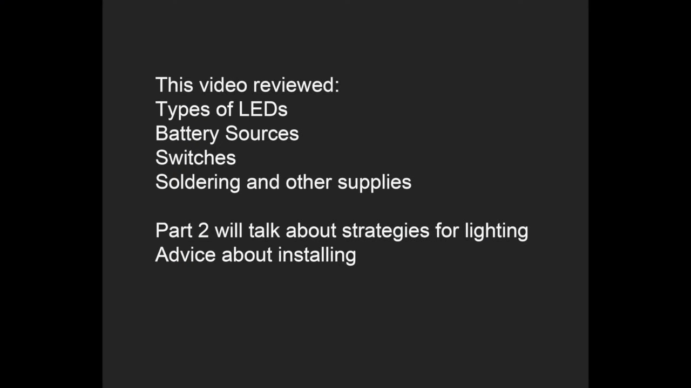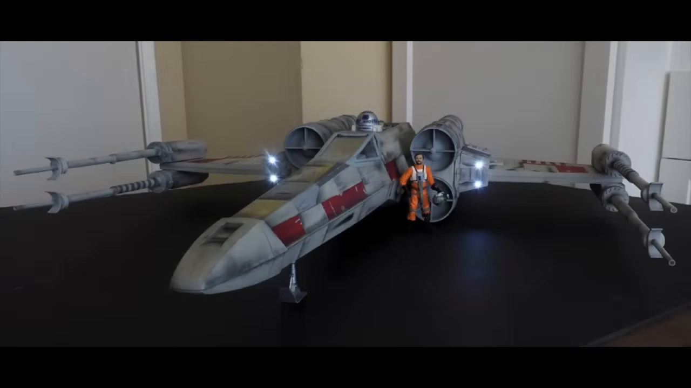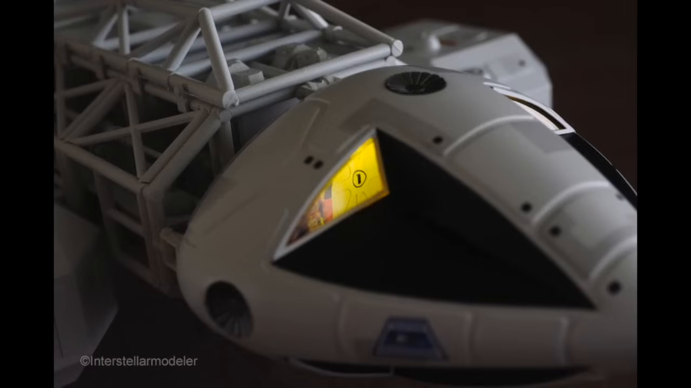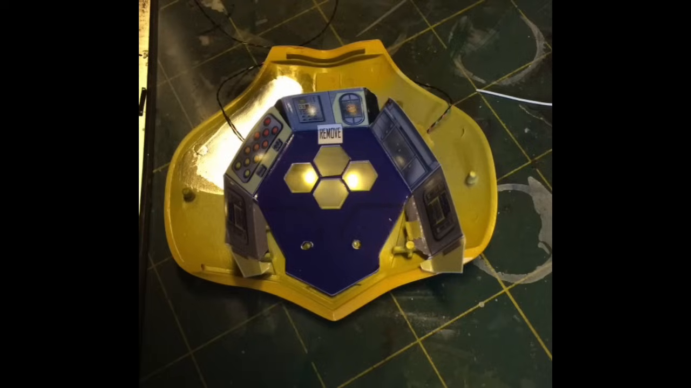All right, I'm going to go ahead and end this first part here. My goal with this video was just to give you an idea of the types of LEDs that are available, the kinds that I've worked with, and some of the supplies that are needed to do lighting. Part two is going to get more into the strategies with lighting, what to think about when you are lighting your model, the approach you need to take, and some ideas on how to install them as well.